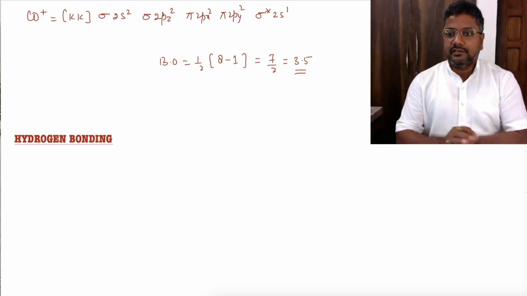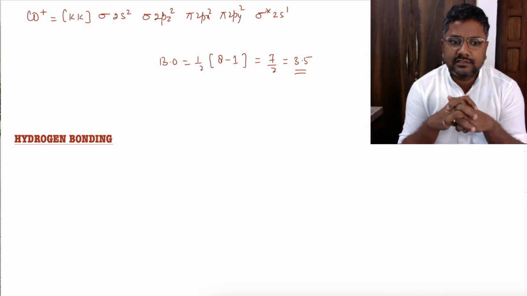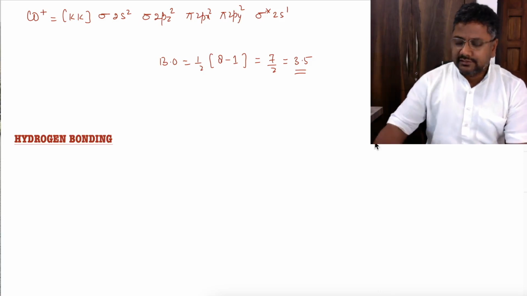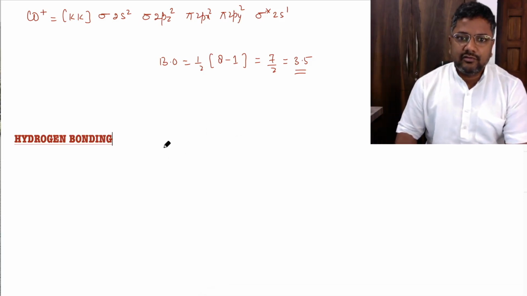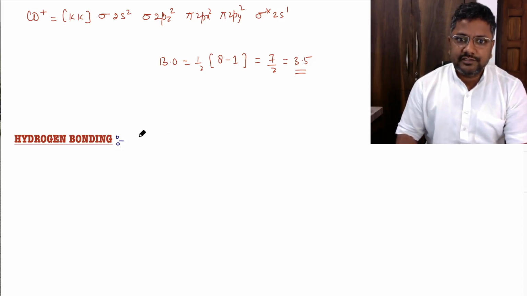See, this is hydrogen bonding. So most likely this could be the last topic of this chapter. Hydrogen bonding is not a real chemical bond. This is basically a molecular interaction. So we can say hydrogen bonding is not a real chemical bond. It is a molecular interaction, right?